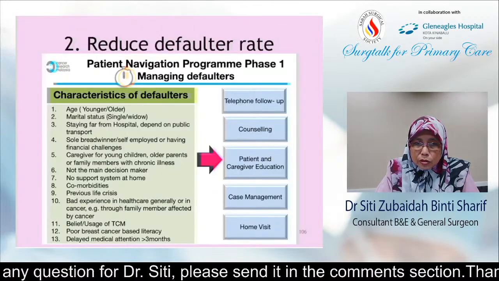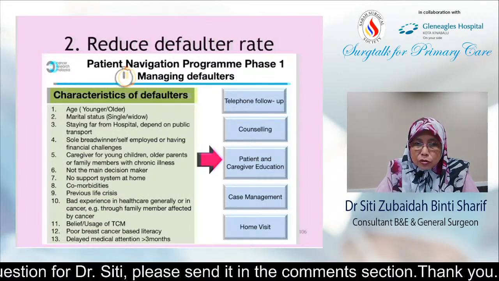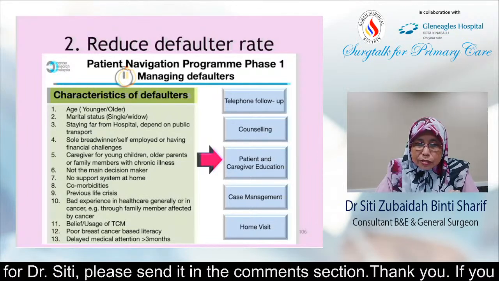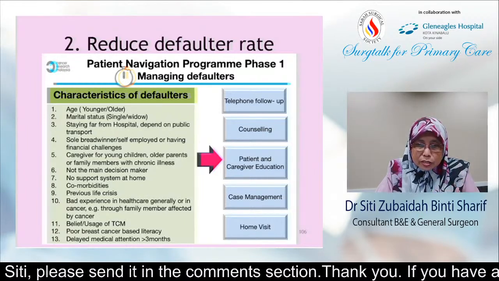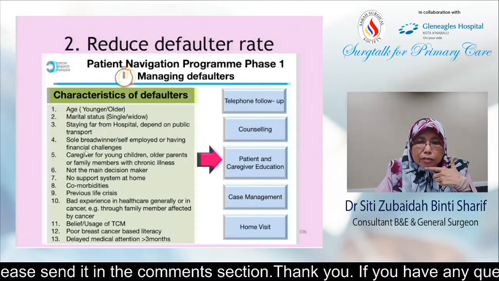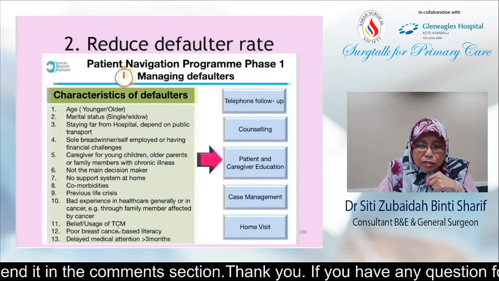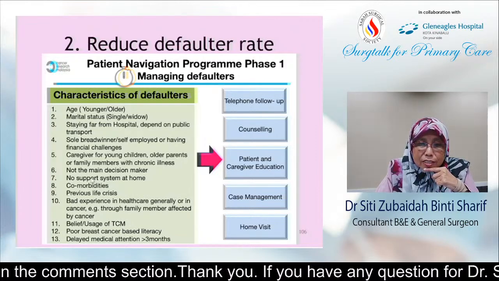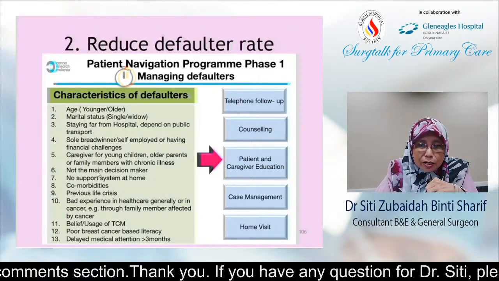So in Pink Ribbon Center, we manage defaulters. As you know, you have to know which patient is a potential defaulter. These are the characteristics, I just give you a few: belief and usage of traditional complementary medicine, and patients with poor economic background.